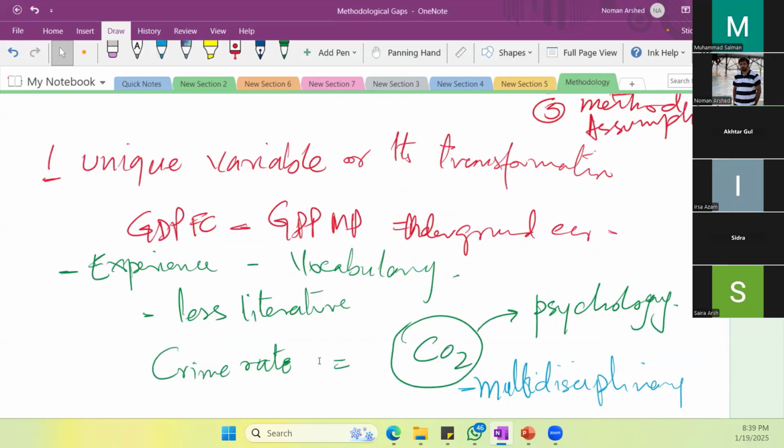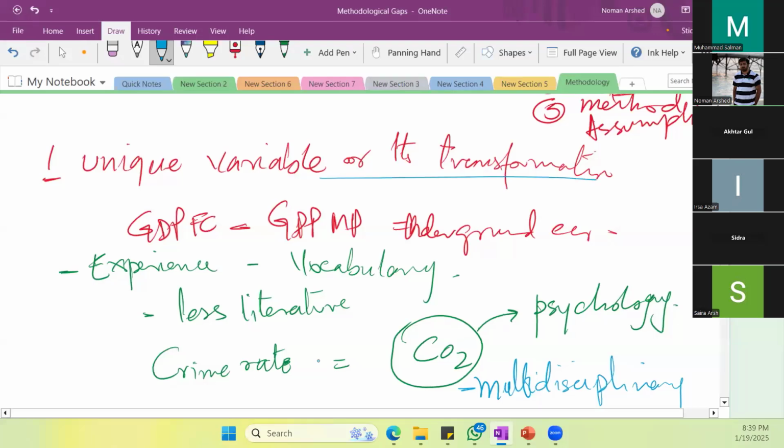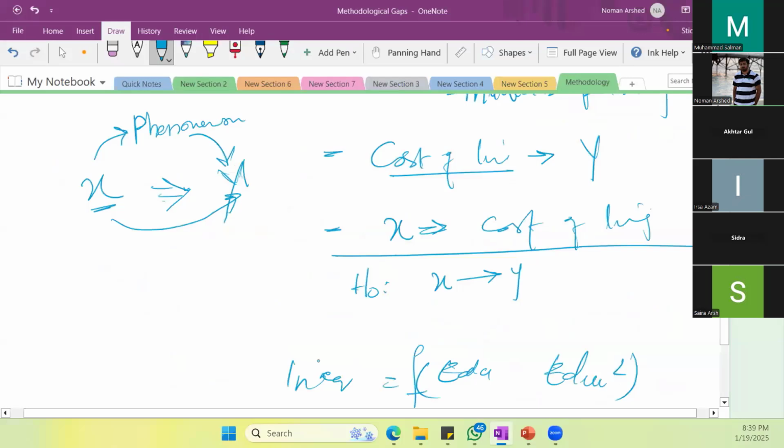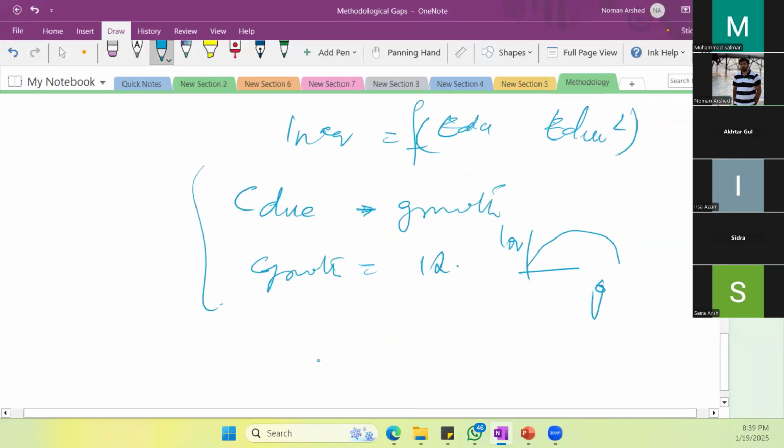So let me talk about another example. The unique variable here can be its transformation. Maybe it's not unique, but you added a square form to make it non-linear. So it's not about adding a new variable. It can be a non-linear form, just like in this example, where I added a square.